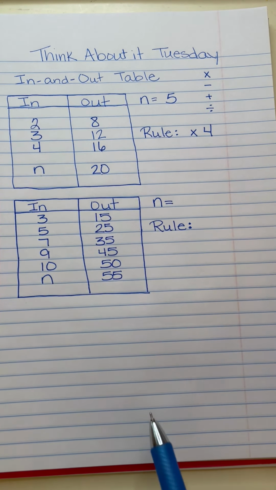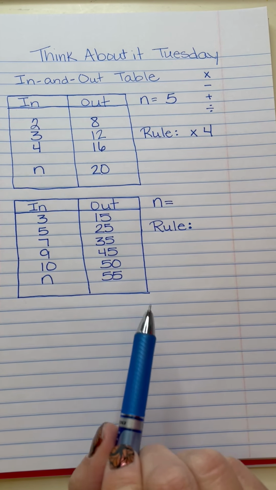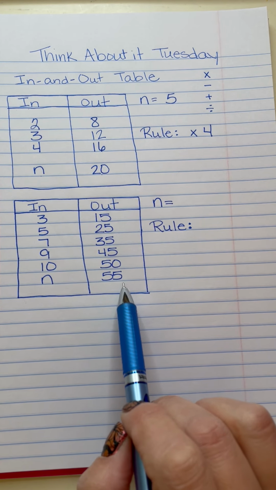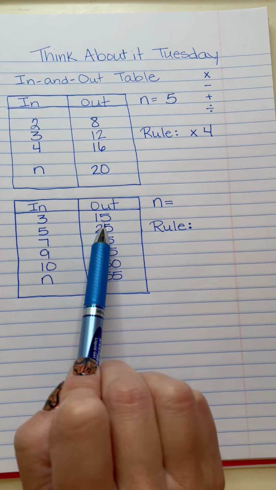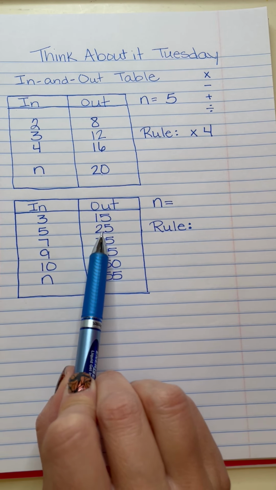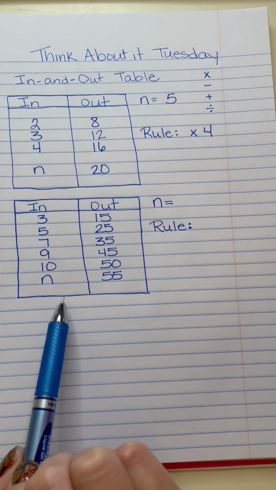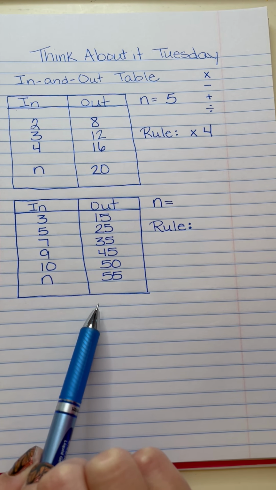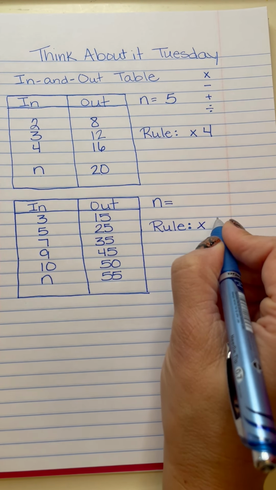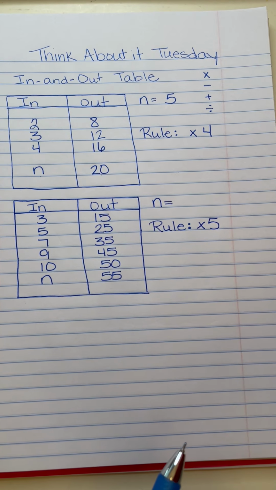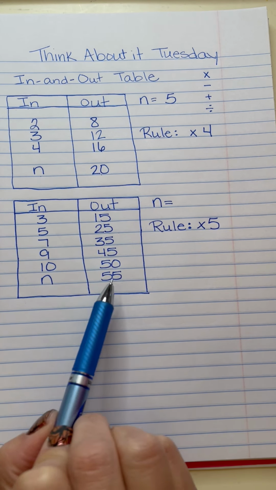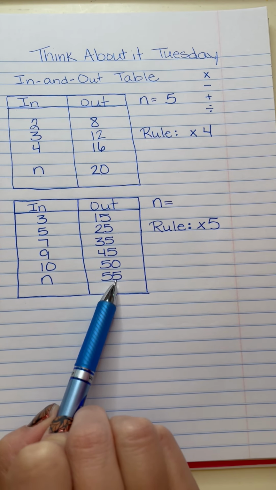Actually, looking at it now, I think I probably gave you a pretty good clue as to what was happening here. Let's take a look from 3 to 5. What's happening there? From 5 to 25, 7 to 35. Do you think you have it? Yeah, if you said multiplying by 5, you are correct. And so that is our rule. We're multiplying by 5. So what is N going to be if my output is 55?